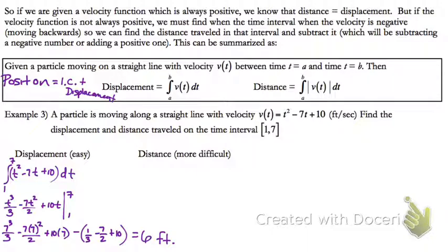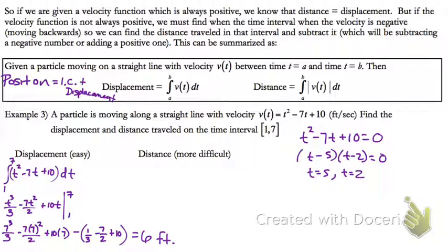Now the distance, which is the more difficult one, is the fact that you have to account for where it's positive versus where it's negative. So if I look at this velocity function, t squared minus 7t plus 10, if I can try to find out where it's positive versus negative, I have to first know where it's equal to 0. So this factors to t minus 5, t minus 2, which gives me t values of 5 and 2. So I know it changed direction at those 2 points. So here's 5, here's 2, and I know my equation looks something like that.